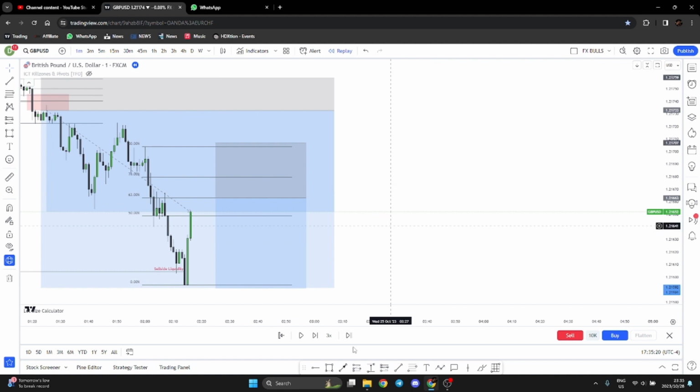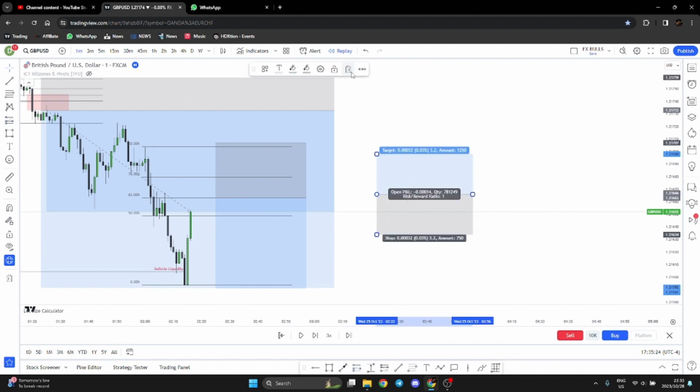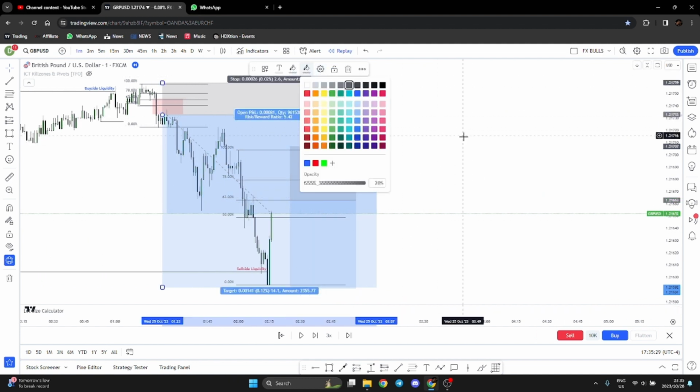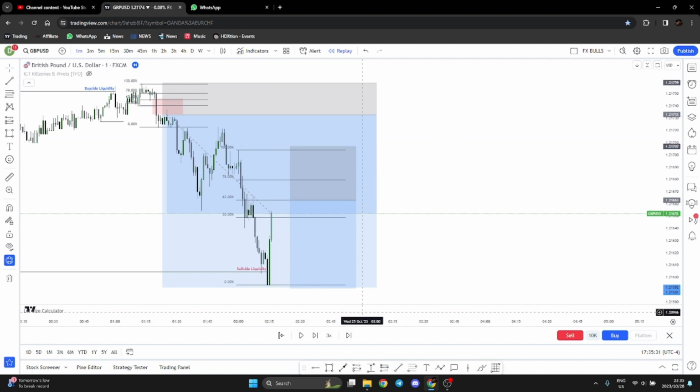I swear my tools are wrong. Yeah, these are supposed to be gray. Oh well, there are some sorts of gray, but okay.